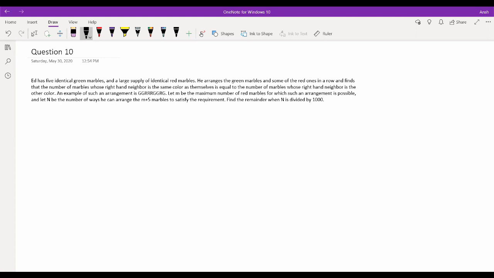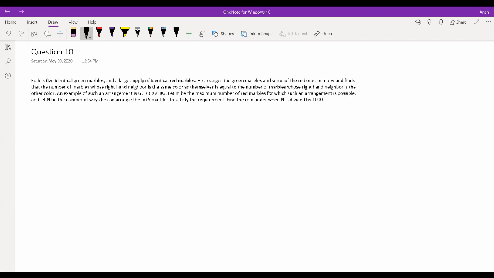Let M be the maximum number of red marbles for which an arrangement is possible, and let N be the number of ways we can arrange M plus five marbles to satisfy the requirement. We're asked to find the remainder when N is divided by 1,000. The first step would obviously be to find what M is. So we want to maximize the number of marbles in total.